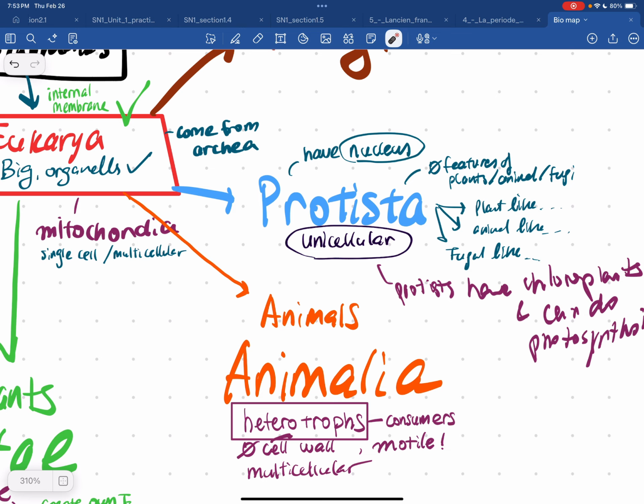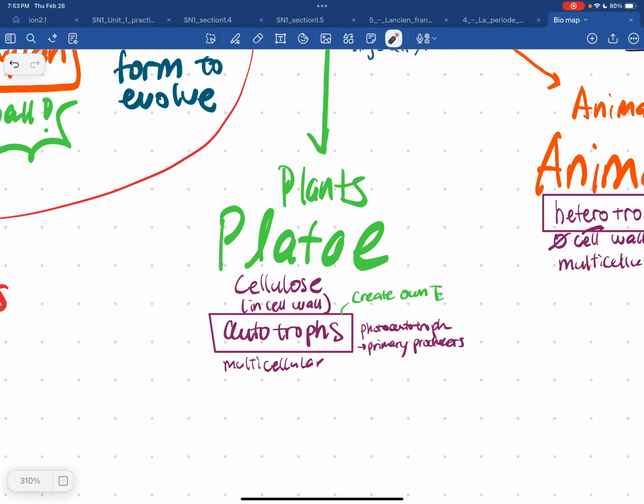And plants, Plantae, are autotrophs, meaning they are able to produce their own food, such as sugar from photosynthesis. They are photoautotrophs, meaning they can do photosynthesis. They are primary producers. Plantae, so plants, are multicellular, and their cell wall is composed of cellulose.